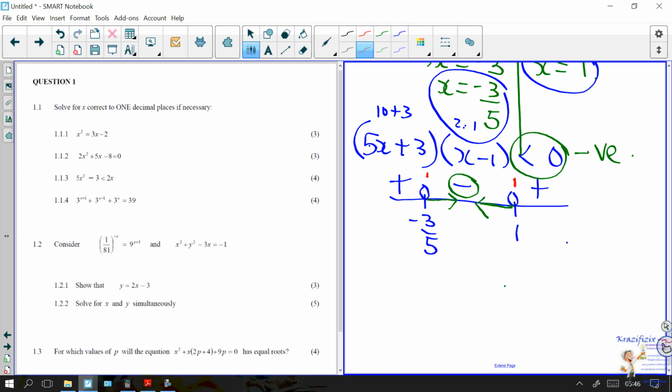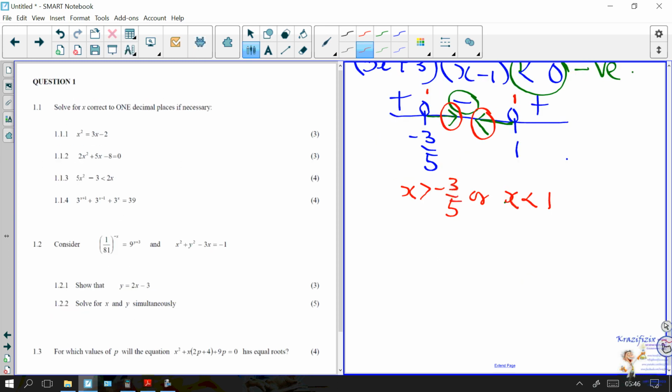But I want to show you something here. I will simply say x, look at the sign, greater than negative 3 over 5, or x, look at the sign, less than 1. But because they are enclosed, we can simply combine them, and you have your answer there. I hope that quickly helps your inequality manipulation. Remember your critical value, very, very critical and important.